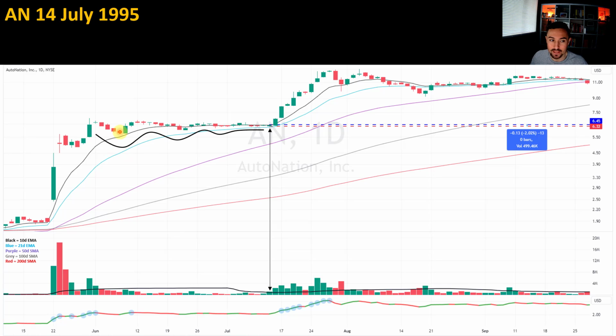So you can see here, again, just dial in the pattern recognition. One contraction, two contraction, three contraction, and then it gets really, really tight. Look how the volume dries up, and look again at this black line and this blue line, the 10 EMA and the 21 EMA. Interesting: tightness in price, low relative volume, no more water coming out of the proverbial towel.